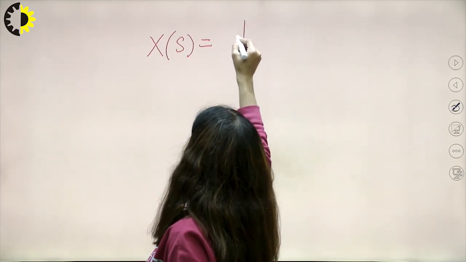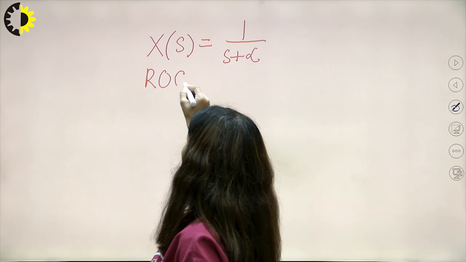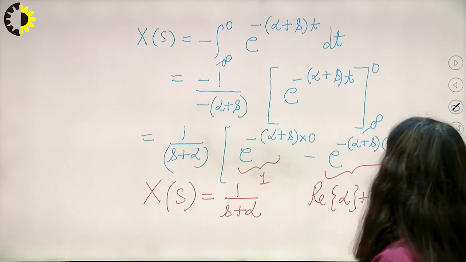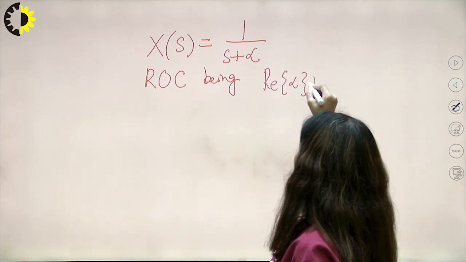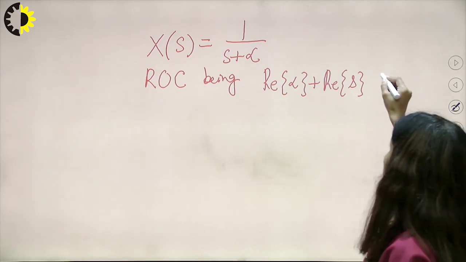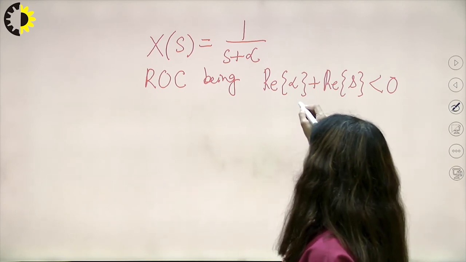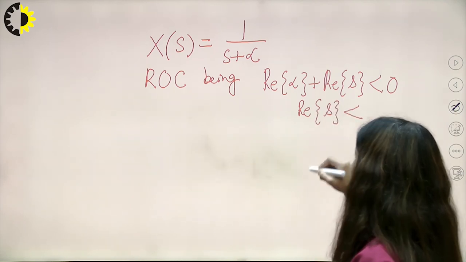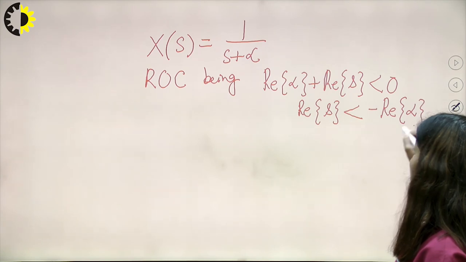So, I can get it as Xs is equal to 1 upon s plus alpha, and the ROC being, okay, this real part of alpha plus real part of s to be less than 0. So, this is my ROC. So, I can write it as that real part of s is less than minus of real part of alpha. Now, I need to draw this.